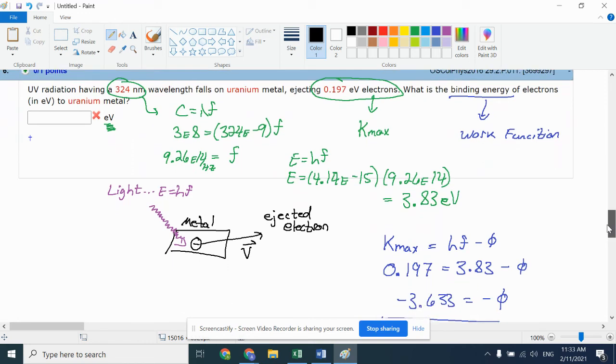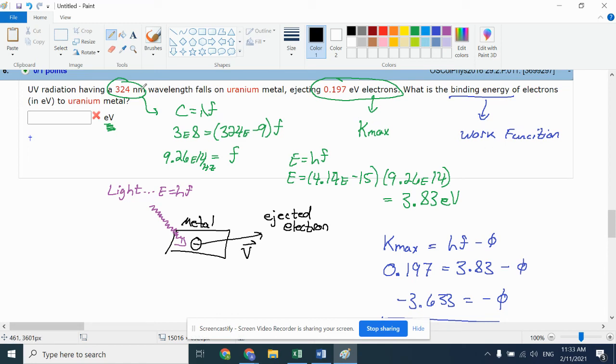Question 6, our last unique one. You have ultraviolet radiation of a given wavelength landing on uranium, ejecting electrons. If these are ejected electrons, that means it's K max. That's a kinetic energy. The electrons are moving. Moving means they have velocity. Velocity means they have kinetic energy. That's the kinetic energy of the electrons. What is the binding energy of the metal? That's the work function. That's what we're trying to solve.